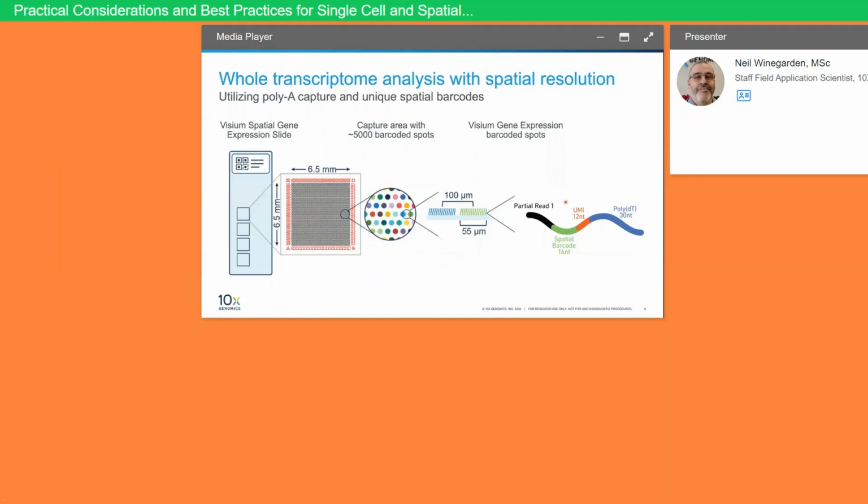In our approach, a similar oligo construct is used, again with a poly-A tail to capture the mRNA. This time, the barcode provides the XY coordinates of the spot on the slide. Again, a UMI sequence allows for accurate assessment of the initial number of copies within each spot. Spots are arrayed in a hexagonal pattern, with each spot having a diameter of 55 microns and a center-to-center pitch of 100 microns. The total capture area is 6.5 millimeters by 6.5 millimeters squared. Multiple capture areas on a single slide allow for multiple tissue sections to be profiled.